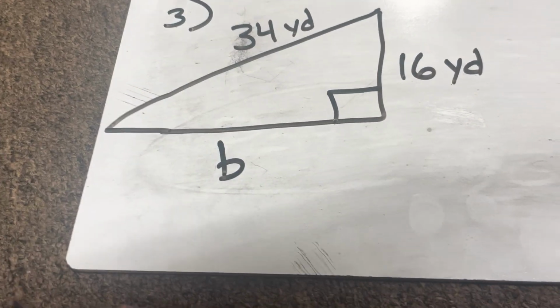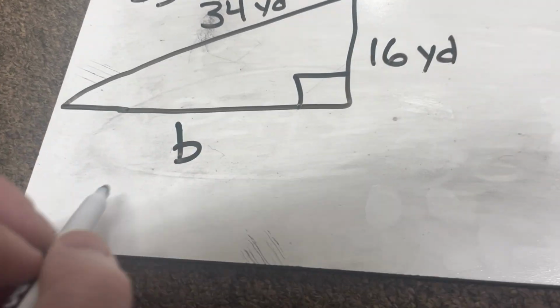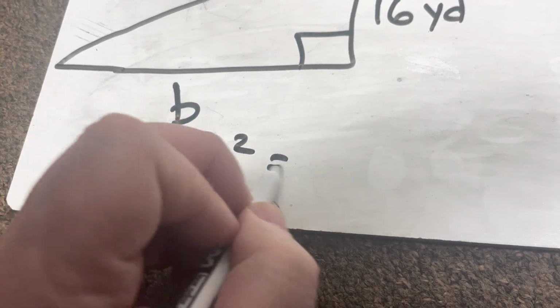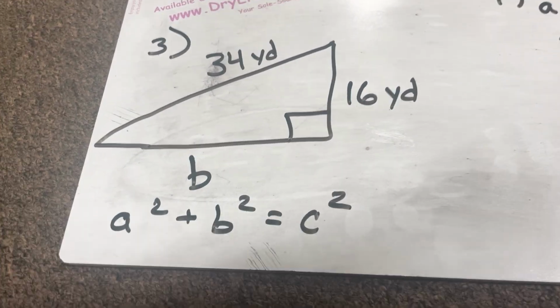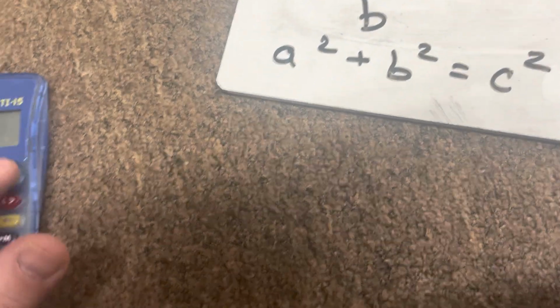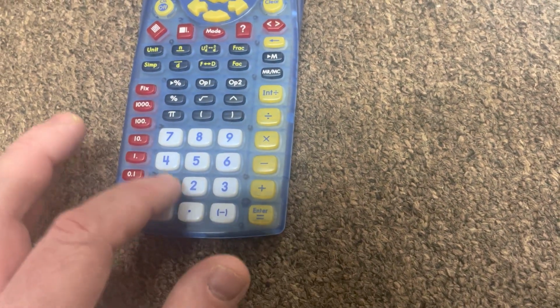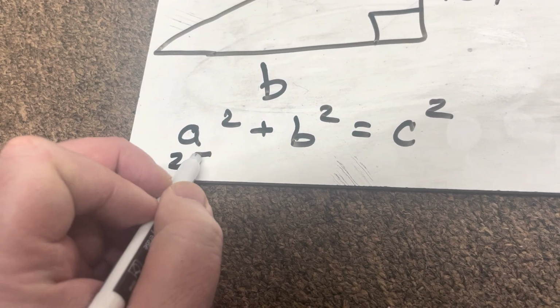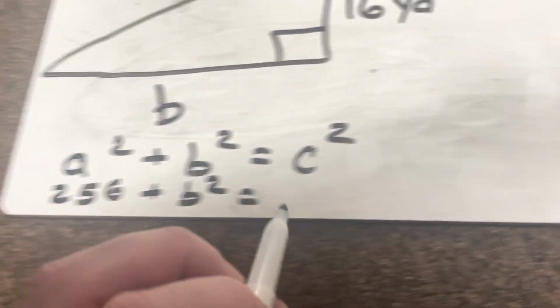All right, so now this one's a little different because we know what the hypotenuse is. So it's still a squared plus b squared equals c squared. All right, so it's still that. But we're going to put in a for 16 squared, so I'm going to clear that. We're going to go 16 times 16. That's going to equal 256. So for a squared, we're going to have 256 plus b squared equals c squared.